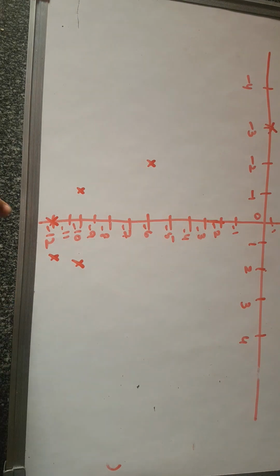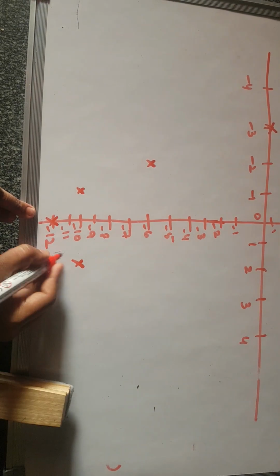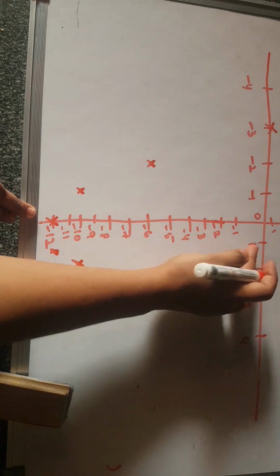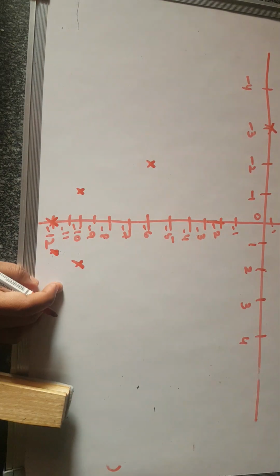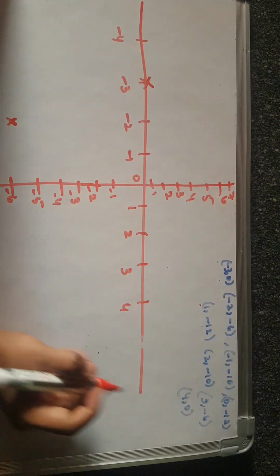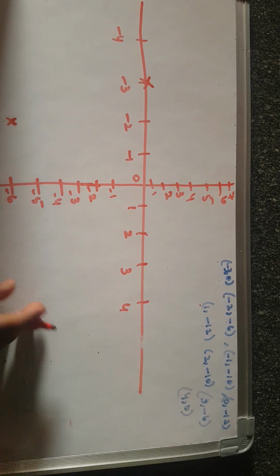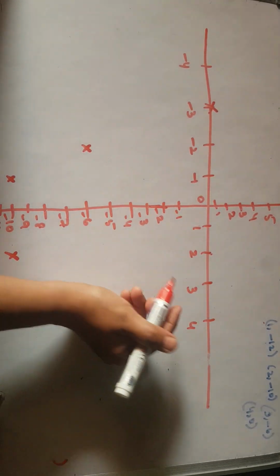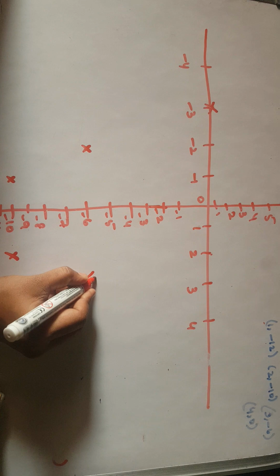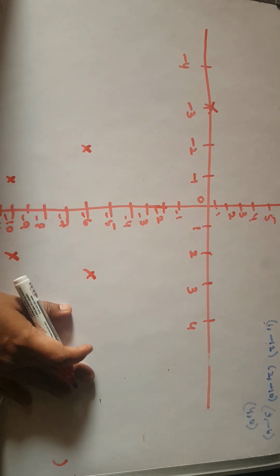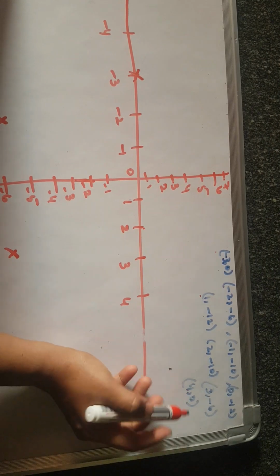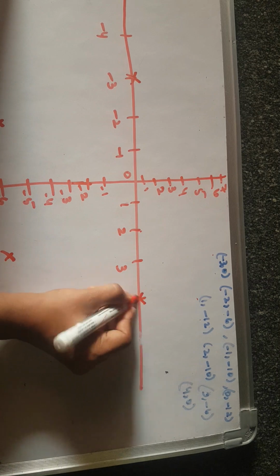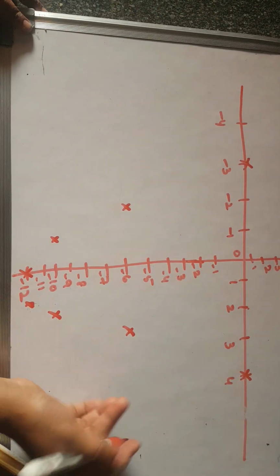Okay, I'll take this like this. 1 and minus 10. And when you take 3, the y value is becoming minus 6. Okay, when you take 4, the y value is becoming 0. Now construct the graph. Join all the points.